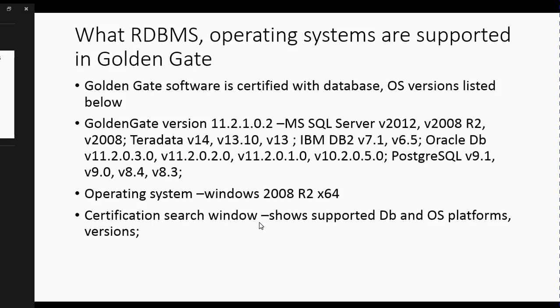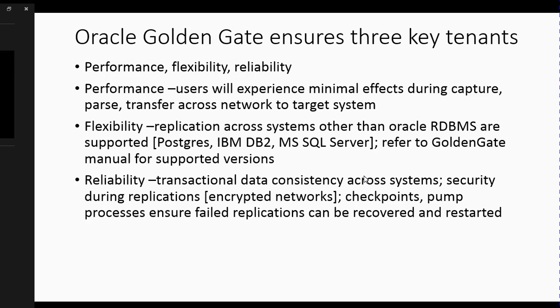It's also going to show you the operating systems that are supported. For the GoldenGate software version that I had, this is the operating system platform and version that's supported: Windows 2008 R2 with a 64-bit architecture. So just access the certification search window, and then you'll be able to view which versions are certified with Oracle and which versions are not certified with Oracle.